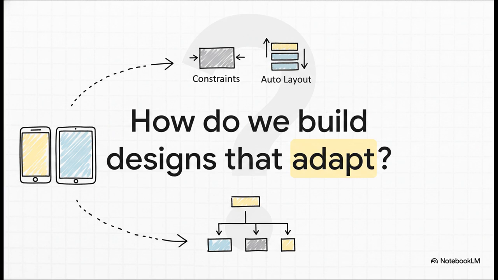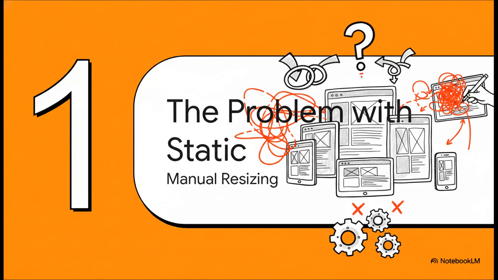So today, we're diving deep into the two most powerful features that solve this exact problem: constraints and auto layout. You see, the issue really starts when we treat our designs like they're static images. Because in the real world, our users are seeing our work on a million different screen sizes. And manually creating a version for every single one, that's not just inefficient, it's a nightmare to maintain. We need our designs to be intelligent and flexible right from the get-go.